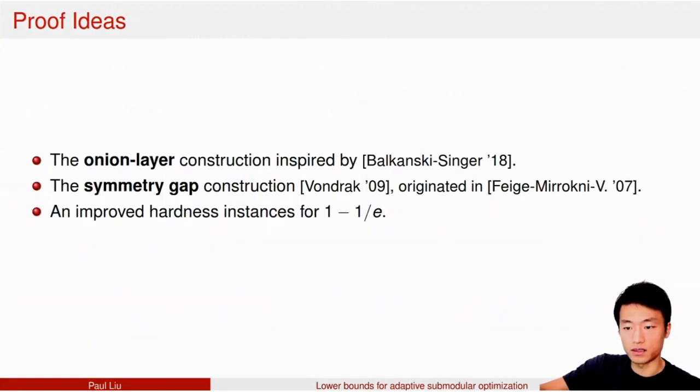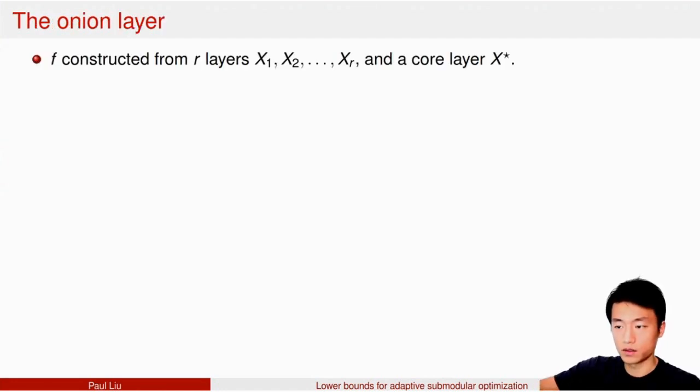The main ingredients in the proof, there's actually 3 main ingredients. The first is the onion layer construction inspired by Bolkansky and Singer's 2018 paper. The second is the symmetry gap construction from Yan in 2009. And the final ingredient is an improved 1 minus 1 over e hardness instance that we'll use as the core of our onion. So our hardness function f is constructed from our layers x1 to xr and a core layer x star, sort of like an onion.